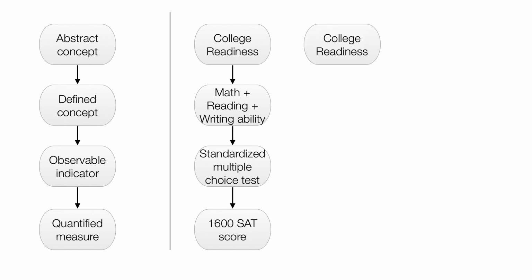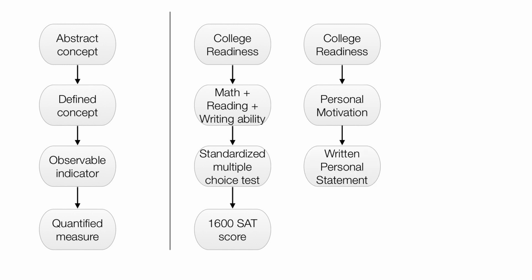SAT scores are, of course, only one possible measure of college preparedness. We may define the concept of college preparedness differently. We might define it instead as math, reading, and writing ability plus personal motivation to succeed. Perhaps the best way to gauge personal motivation is through a written personal statement, which at many institutions is part of a college application packet. Readers could then rate the written personal statement on a 5-point scale ranging from unsatisfactory to excellent to gauge how motivated they think the student is to succeed at college.